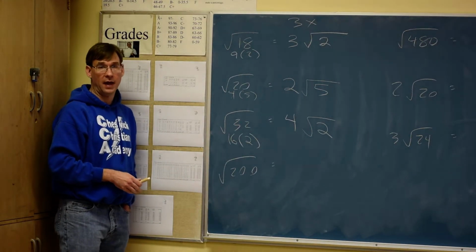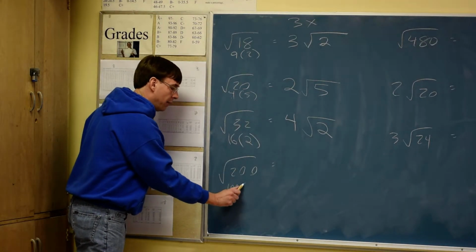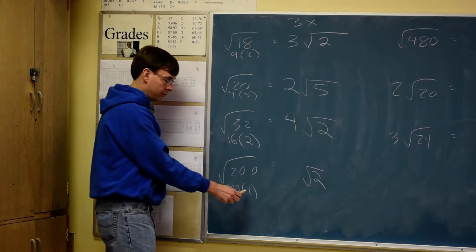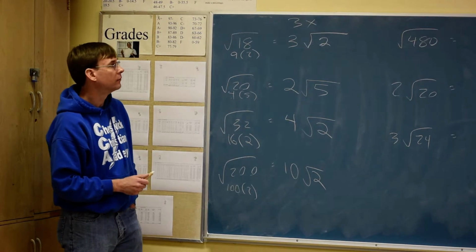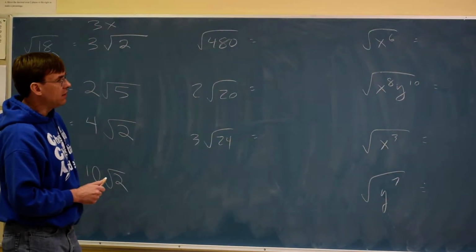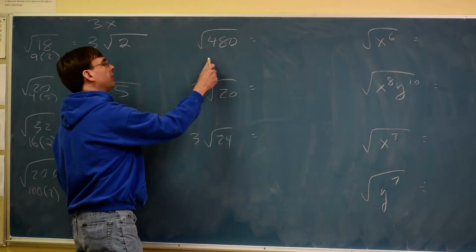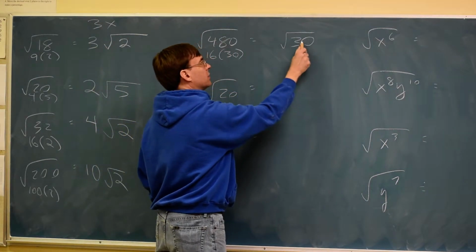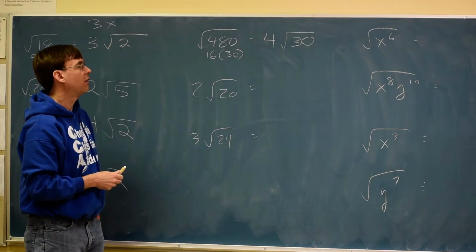200, there's lots of numbers on that list that go into 200, grab the biggest one. The biggest one on that list that goes into 200 is 100. That leaves the 2 underneath, and then the square root of 100 brings me out a 10. 480. 480 has a couple friends on that list. The biggest one that would help us is 16. 16 would go into that 30 times. So 30 stays in. 16 rooted can bring out a 4.